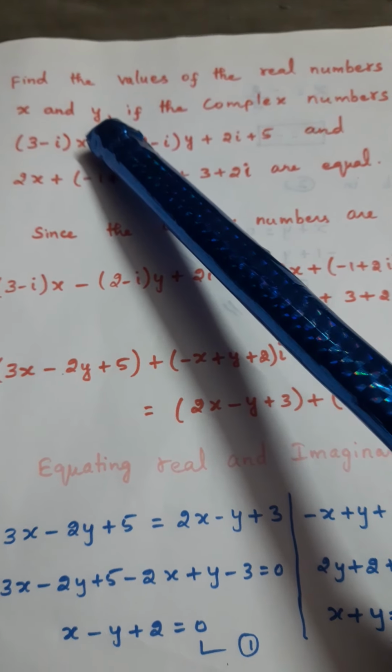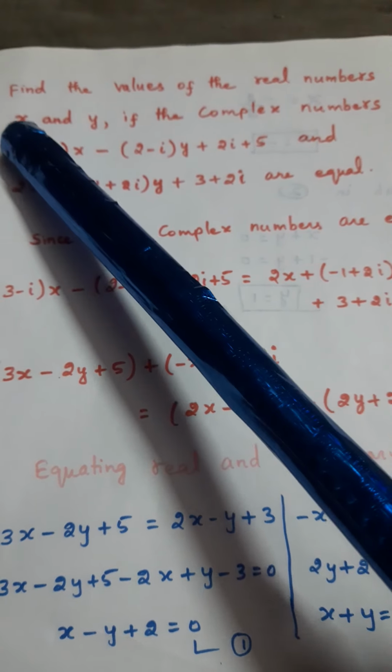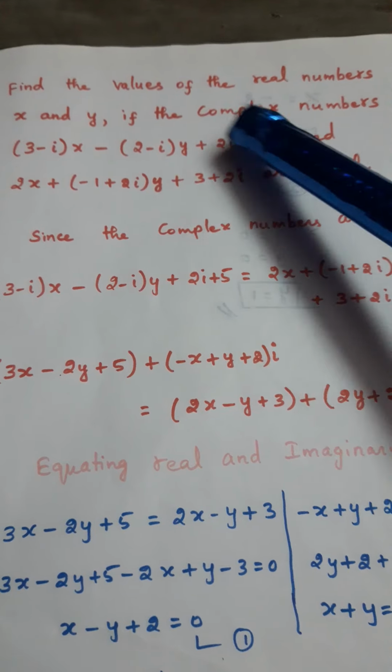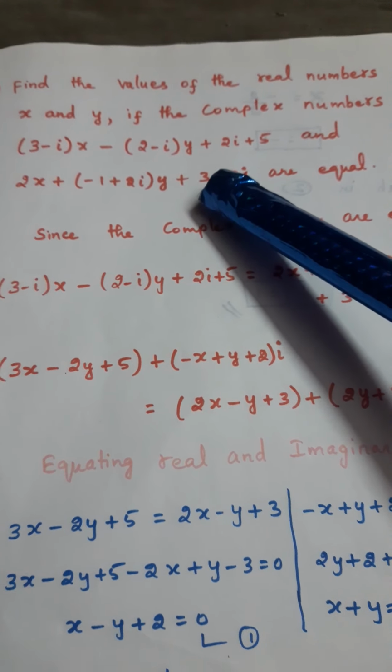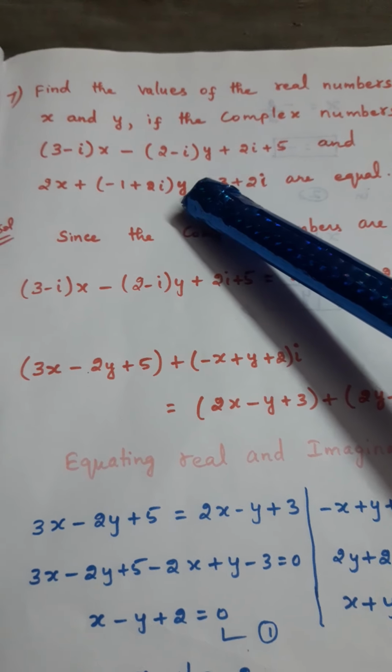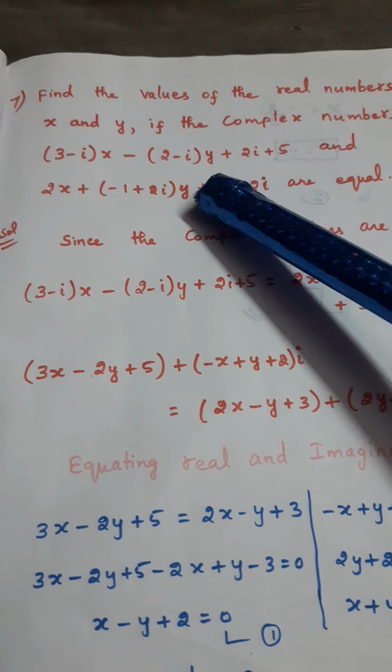To understand the question: we need to find the values of x and y. What is given to us? Two complex numbers are given to us. What is the condition given? They are equal. Right? Now we will see how to do this sum.